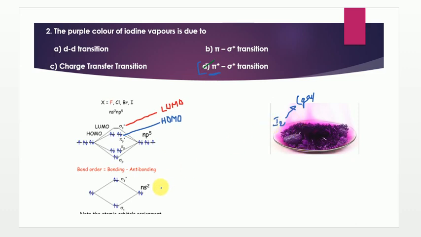If you look at the MO diagram of iodine, as iodine has a 2s2 2p5 outermost electronic configuration, you can see in the MO diagram of iodine that the HOMO, the highest occupied molecular orbital, is pi star, and the LUMO, the lowest unoccupied molecular orbital, is sigma star. So there is only the possibility of a transition from pi star to sigma star, right? That's why, because of these electronic transitions, iodine usually exhibits a very intense purple color.